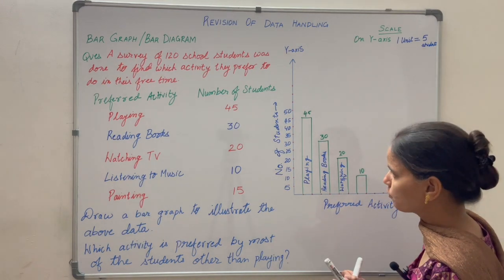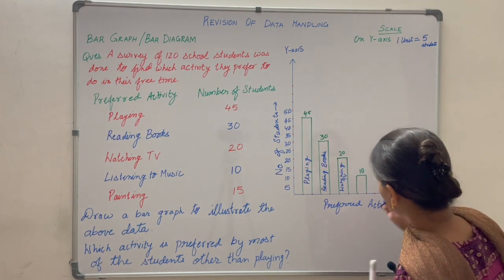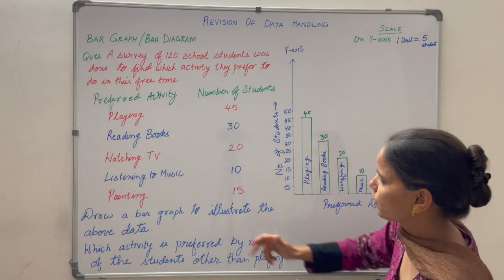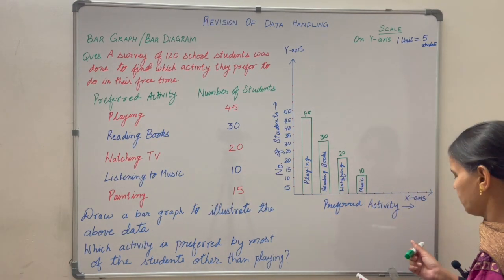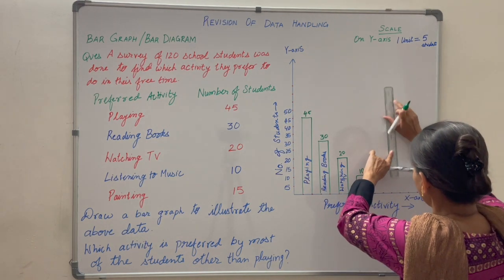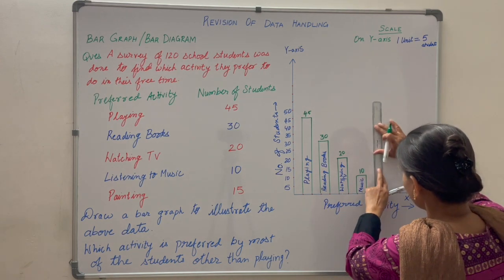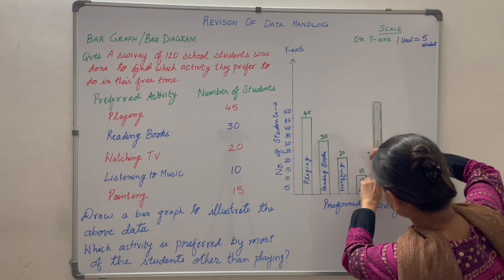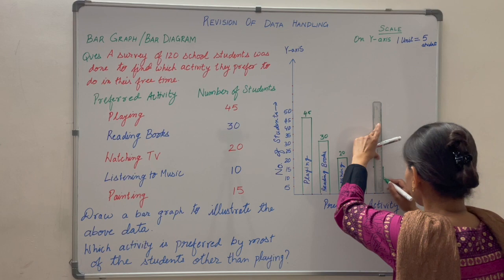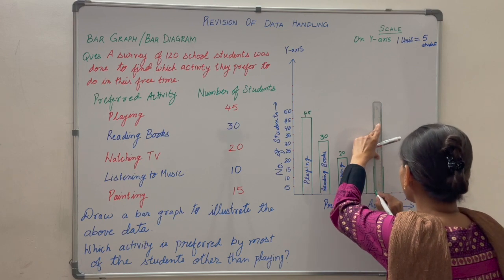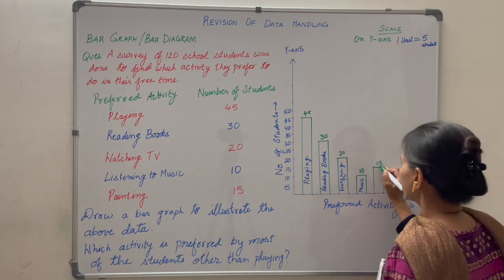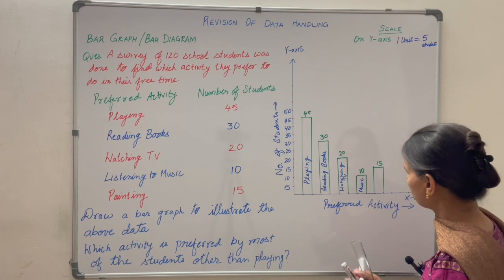This is for listening to music. So I'll write down here music. Last one is painting, 15. So 15 is here. I'll keep it. So this is 15 and 15 is for painting. Let us write down painting.